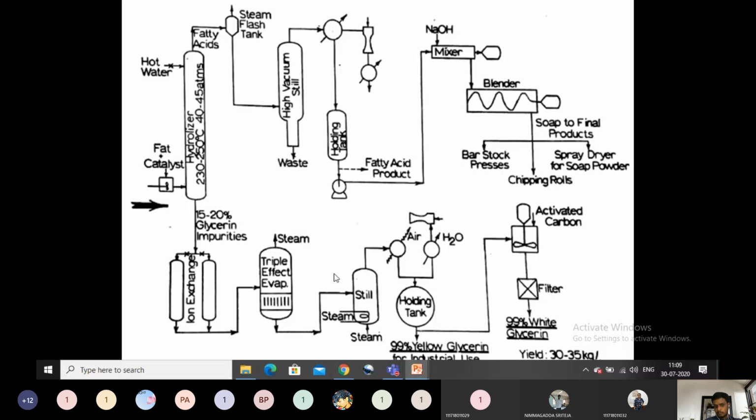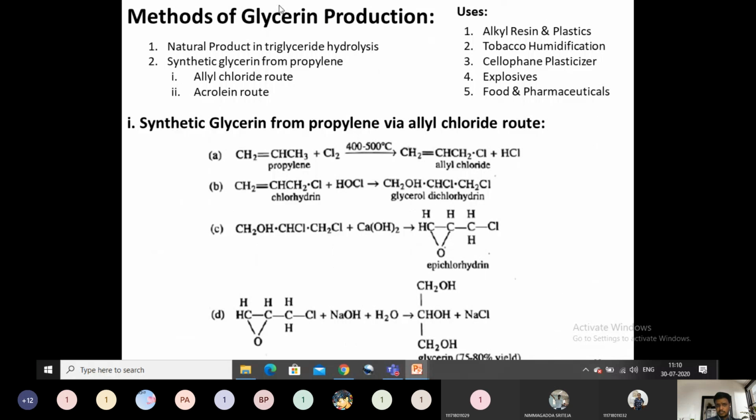And this bottom flow sheet, with the ion exchanger, triple effect evaporator, vacuum still, holding tank, activated carbon adsorber and filter, is what we have already seen: a natural glycerin manufacturing process. For glycerin manufacturing, there are two types of process. One is the natural glycerin manufacturing process, which we already saw in the soap manufacturing.